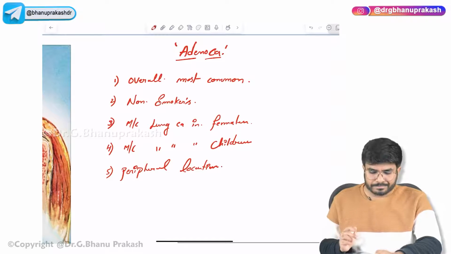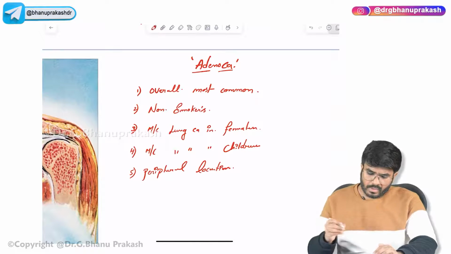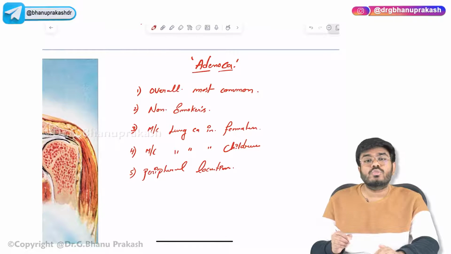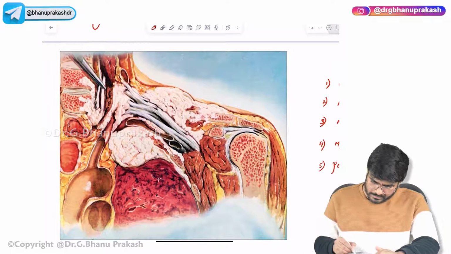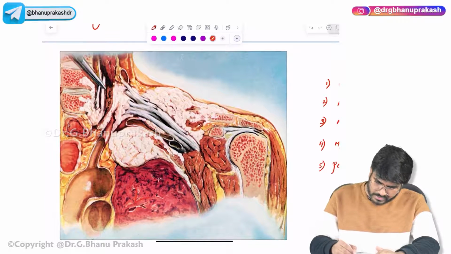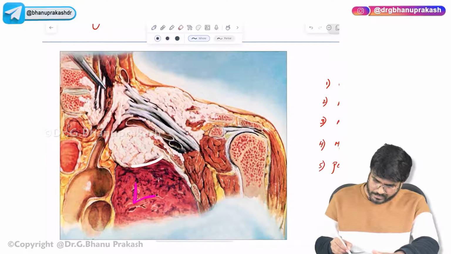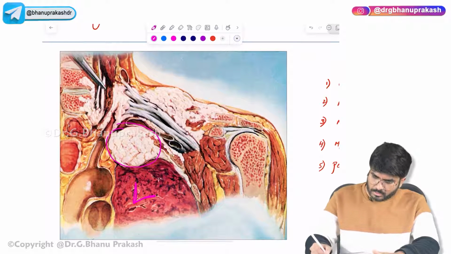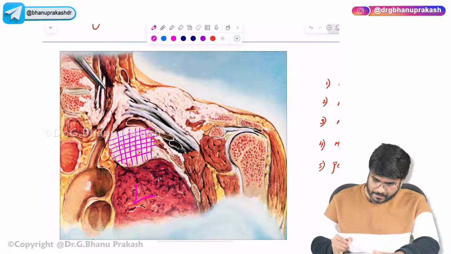Okay, next. What else I want you to know is, there are certain lung cancers called Pancoast tumors, which come in the apex of the lung. Look here, see, this is the lung tissue. Now in the apex of the lung, there is a tumor. These tumors are called Pancoast tumors. The tumors arising in the apex of the lung are called Pancoast tumors.